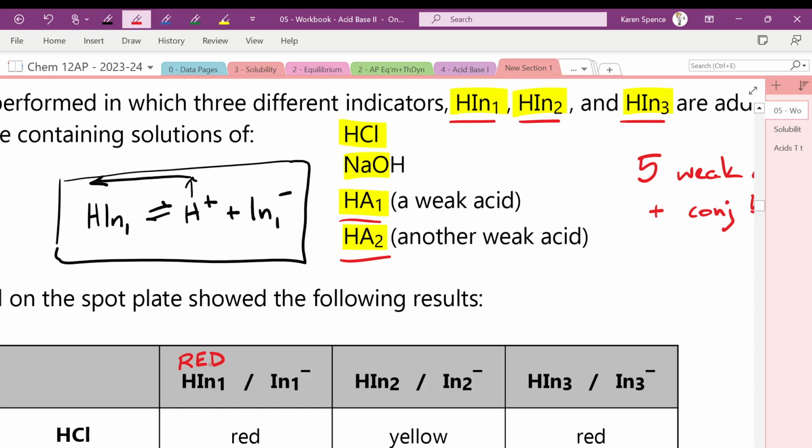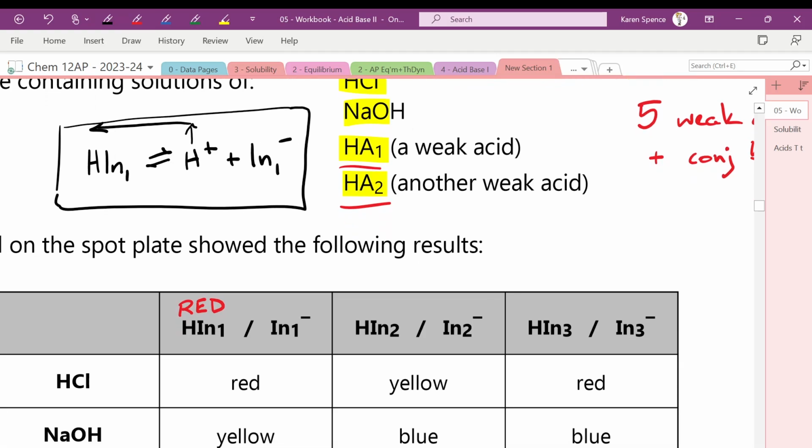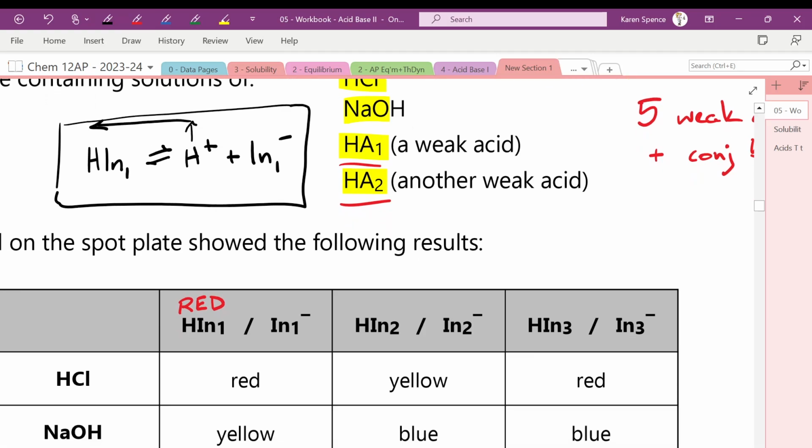And that also tells us that for HIN2, which form is yellow? Conjugate base. So the conjugate base is what? Hang on. For HIN2, it's the conjugate acid. Conjugate acid, yeah. Okay.